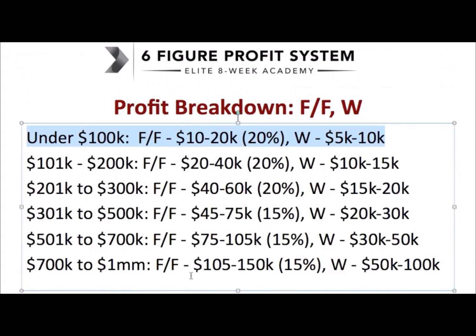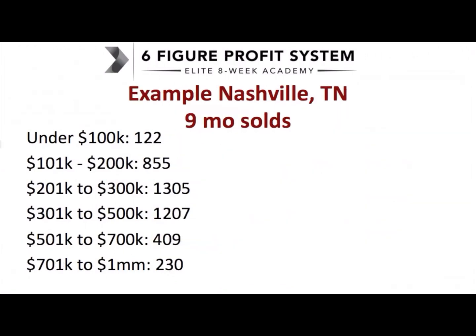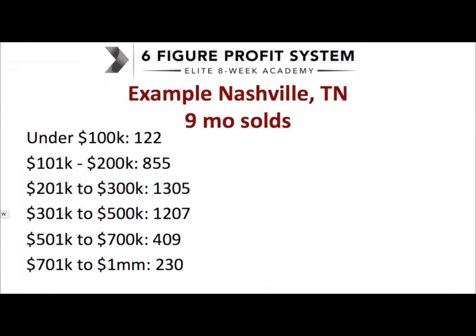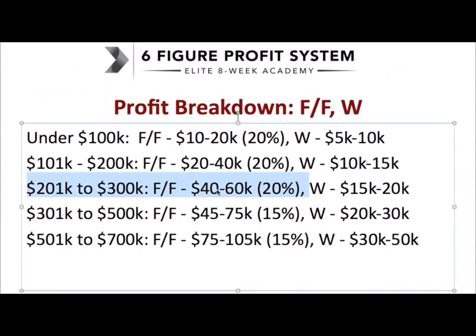So with this information here, giving available opportunity in the market, what if I were to now take this information and go back here to this? Okay, so here you're going to make 10 to 20 on a fix and flip, 5 to 10 on a wholesale. But in these two price points, let's just take this one, the 200 to 300. How much are you making? Well, the 200 to 300, you're making 40 to 60 instead of 10 to 20.